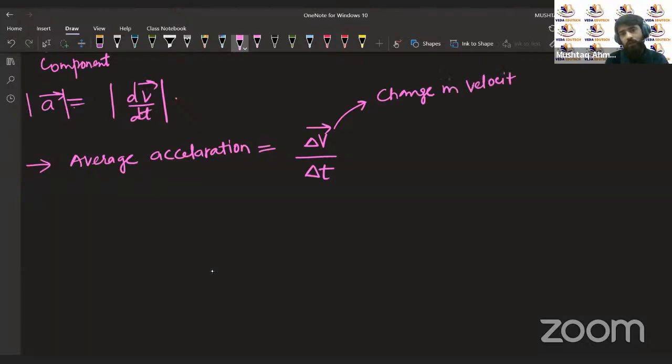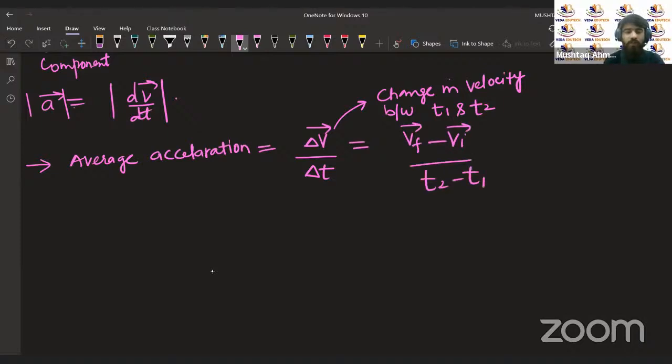Change in velocity between t1 and t2. So this is delta v vector, the change in velocity, given by final velocity vector minus initial velocity vector upon the time interval t2 minus t1. This is how we define the average acceleration. And the direction of this average acceleration is given by the direction of this change in velocity.